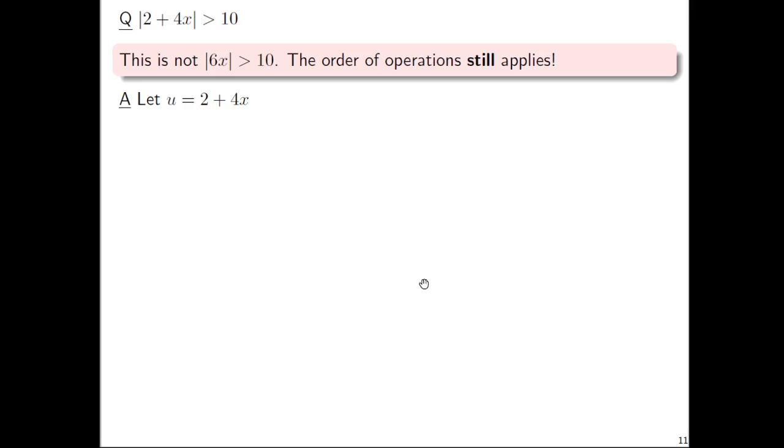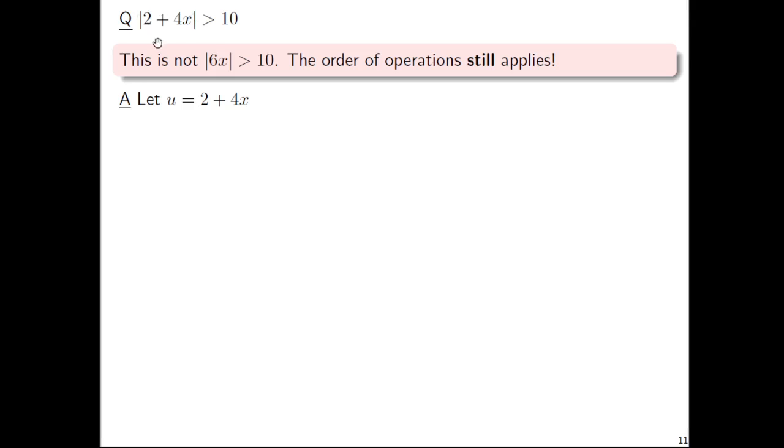What we'll do is create a new variable using substitution. u will be defined to be all of the contents inside the absolute value. The absolute value tells us where to look, but the stuff inside the absolute value is 2 plus 4x. Notice this line here that says u equals 2 plus 4x. There's no absolute value written anywhere there. And this tells us that anytime we see a 2 plus 4x, we can now replace that with a u.